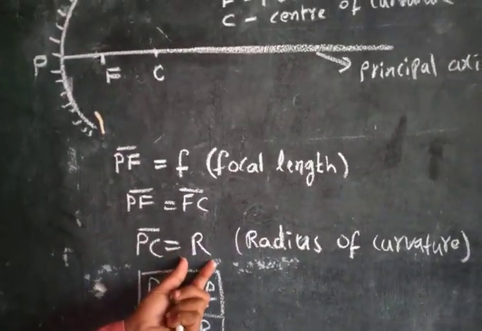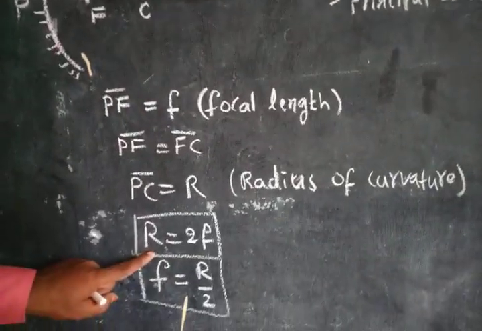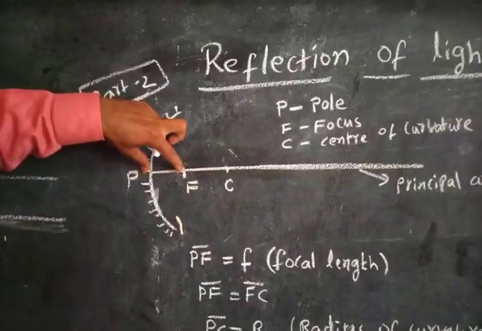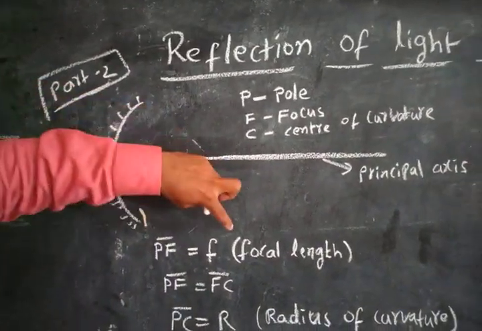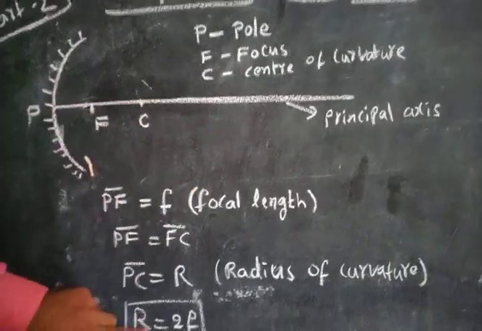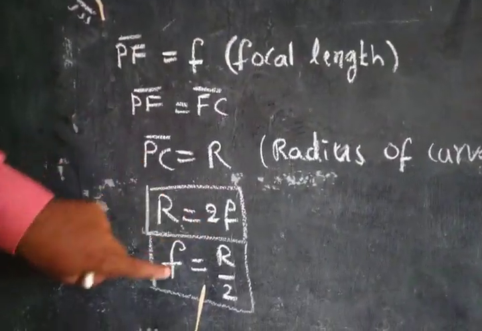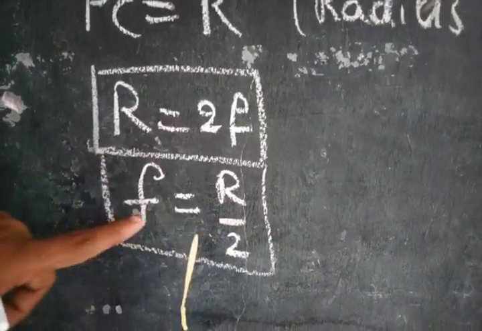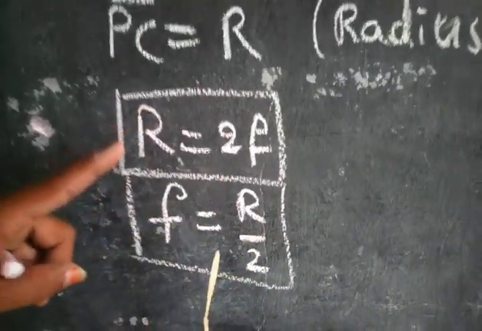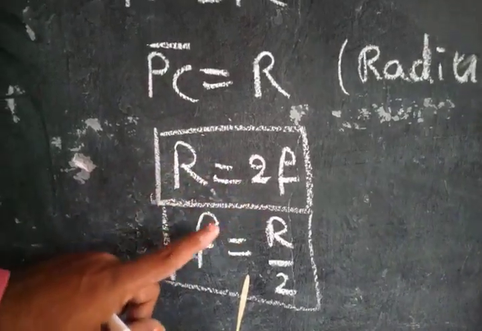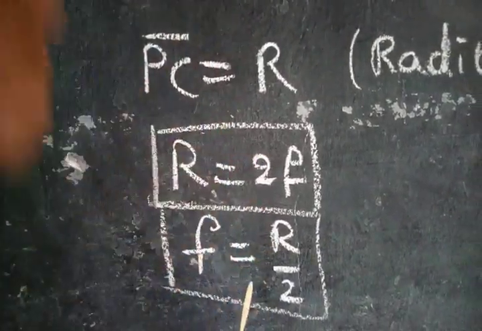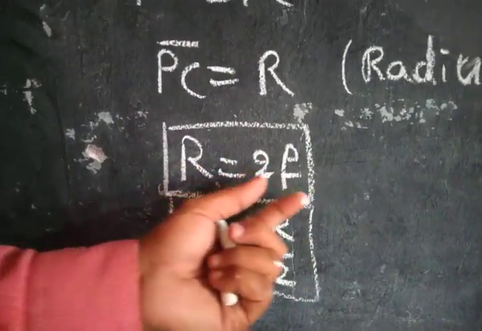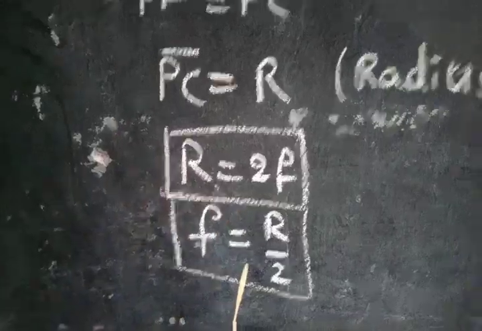PC is equal to capital R. Capital R is equal to double that of PF. PF is the focal length. That's why R is equal to 2f, and f is half of the radius of curvature. f is equal to R by 2. When the radius is given, we can take the half value as the focal length, and if the focal length is given, double the value of the focal length is the radius of curvature.